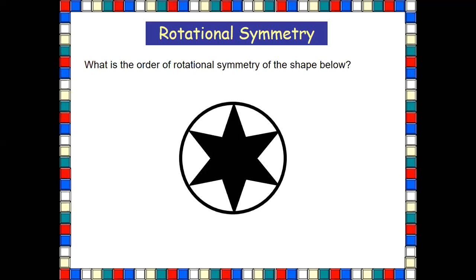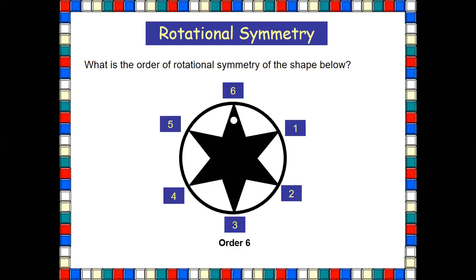So one thing we have to conclude: if a shape has other pictures inside it, even those pictures inside must be considered while rotating or while folding. So this one has six orders because the star has six points around it.